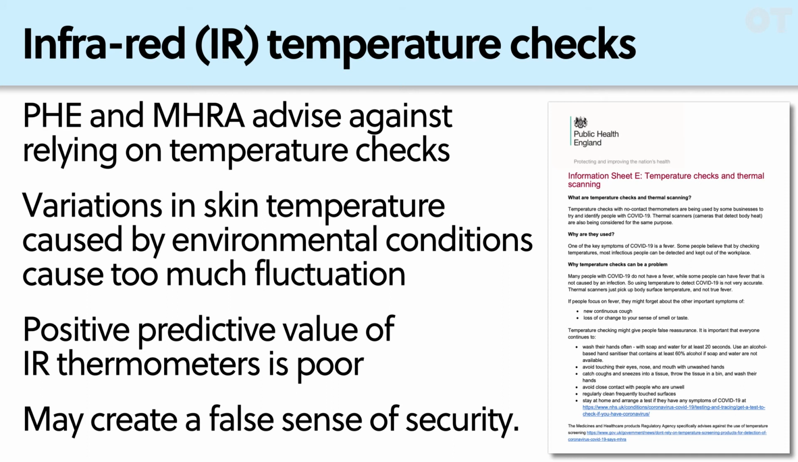and it can lead to a false sense of security. And because of that, both Public Health England and the MHRA advise against relying on temperature checks as a method of making certain that patients aren't infectious. It is far better to use the triaging questions and to look for the risk-based approach of whether or not somebody is likely to have disease rather than a reliance on temperature checks.